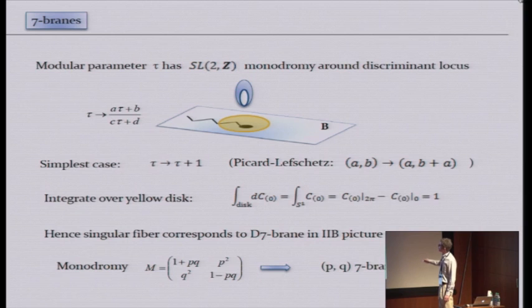Okay. So you see that there's a monodromy of these cycles, but there's also a monodromy of the axio-dilaton around this locus where you get the singular fiber. So this was what I was talking about before. The axio-dilaton in these compactifications is multivalued. There's a branch cut over here, and if you go across it, tau goes to tau plus 1.